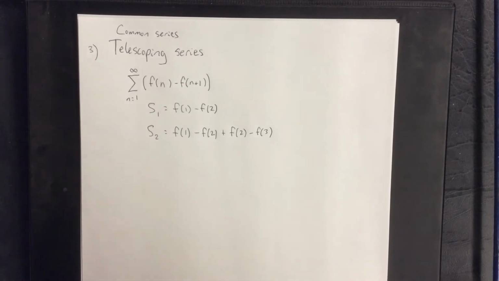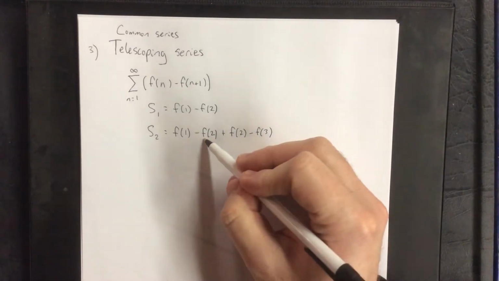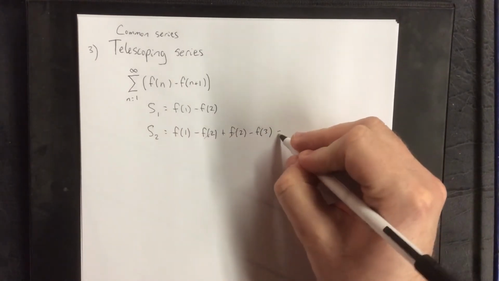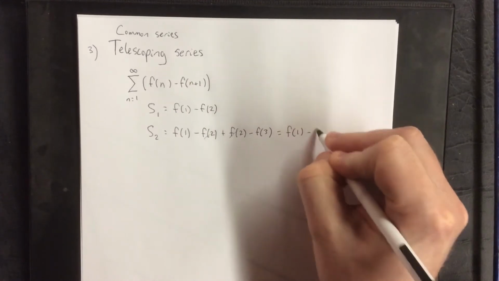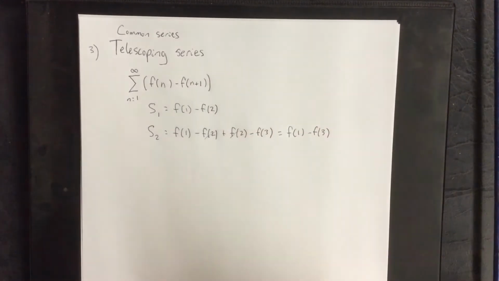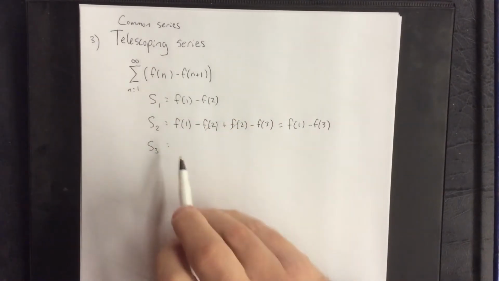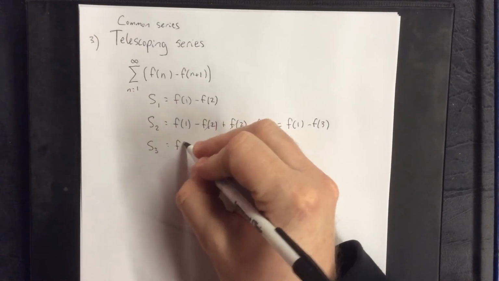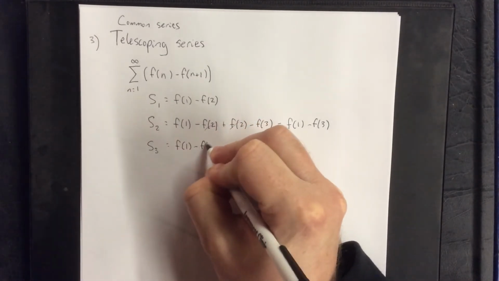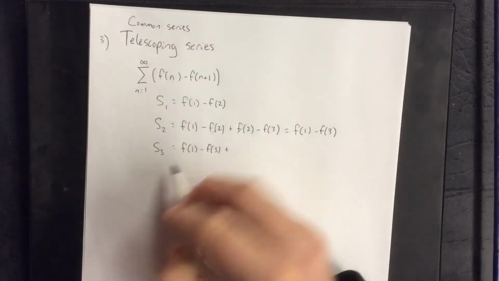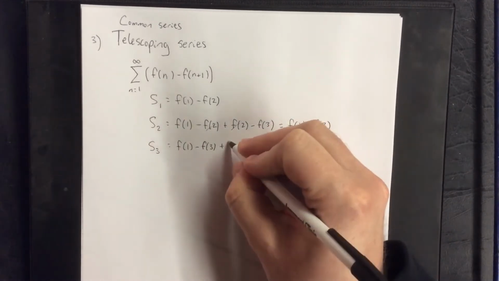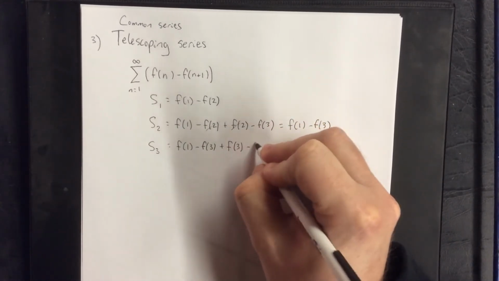Now the idea is, for this telescoping series, a couple of these terms could cancel each other out, and we'd be left with f of 1 minus f of 3. For S sub 3, we'd be looking at the previous sum plus what we get when we plug in the current value of n. So that would be plus f of 3 minus f of 4.